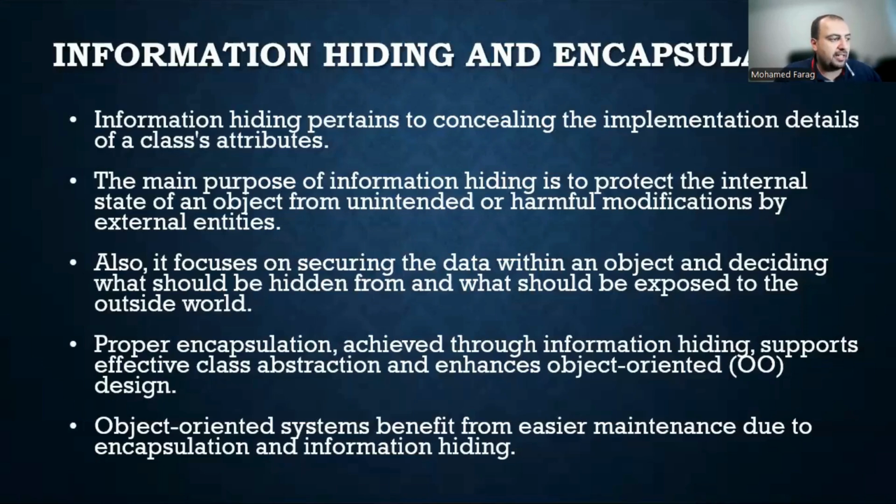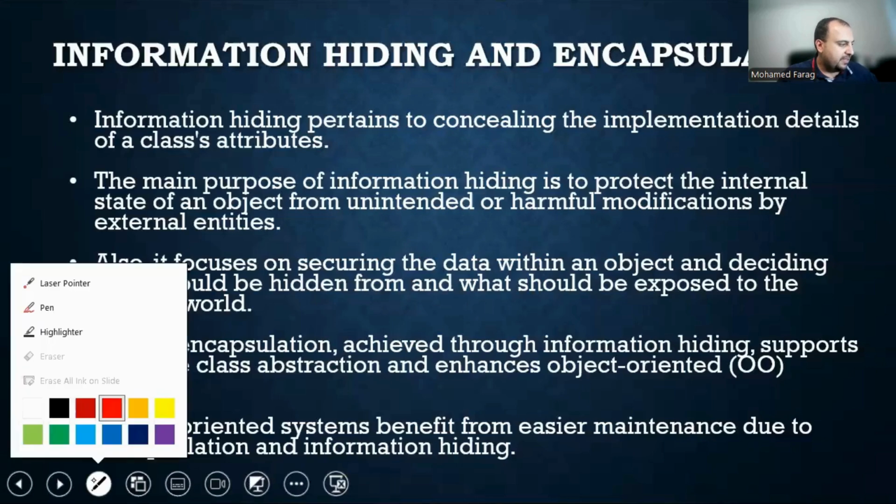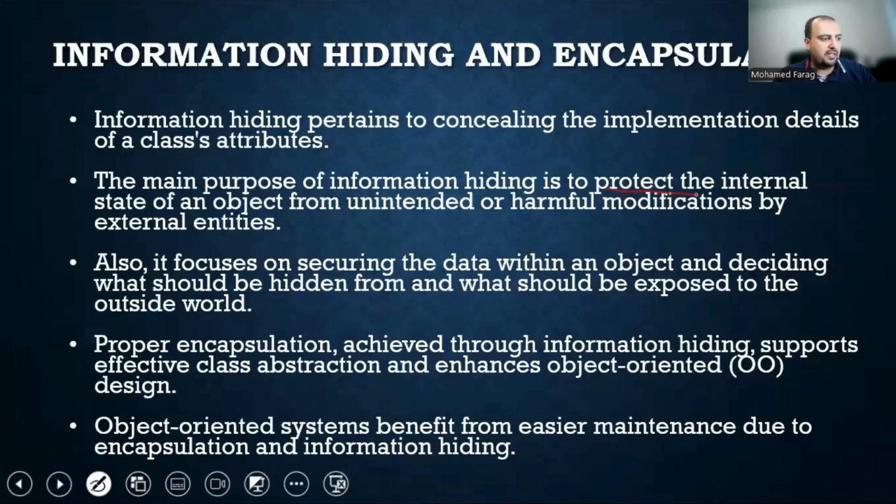So the idea of information hiding is to conceal the implementation of class attributes and limit how you can change the values of class attributes. The main goal and purpose of information hiding is this: it's protecting the internal state of an object from unintended or harmful modifications by external entities. If anyone can change your attribute in that object without being able to log it or debug it, then that's an issue. You're putting your code at high risk.